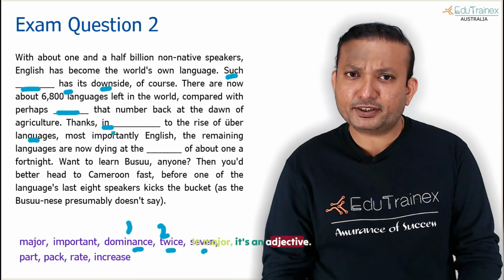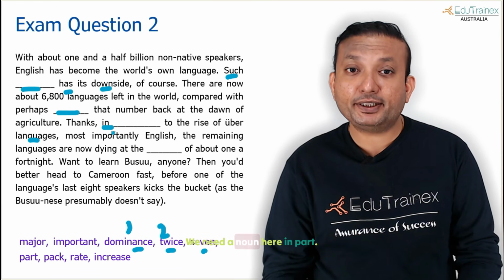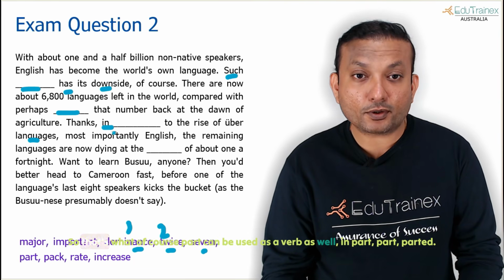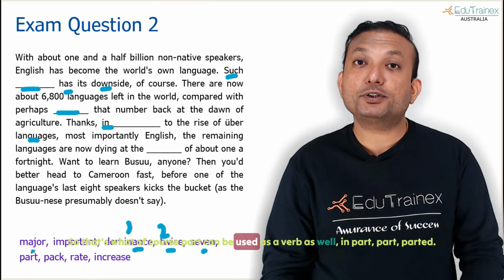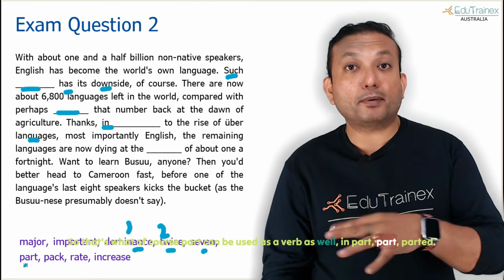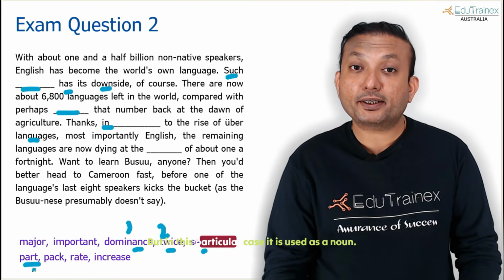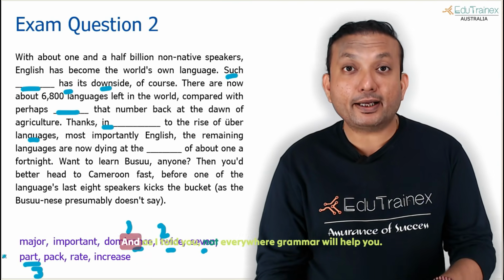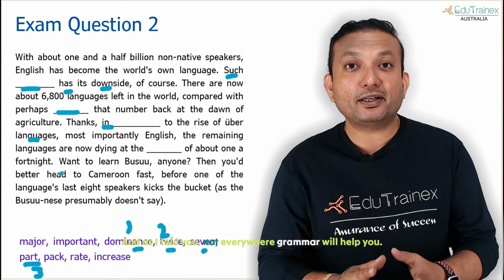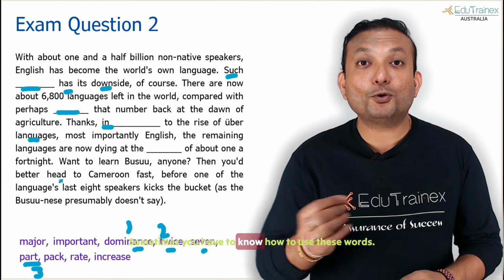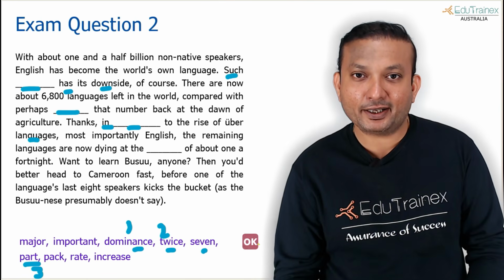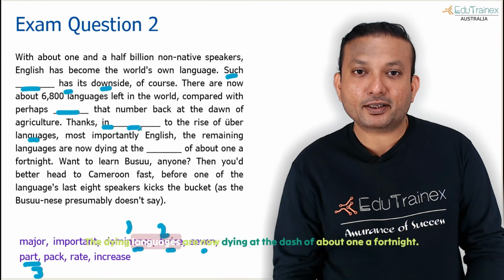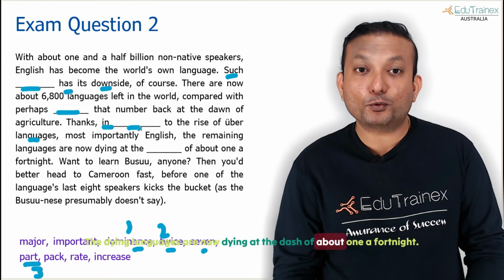In measure, it's an adjective. We don't need that. We need a noun here, in part. Of course, part can be used as a verb as well: in part, parted. But in this particular case, it is used as a noun. And as I told you, not everywhere will grammar help you. Sometimes you have to know how to use these words. The remaining languages are now dying at the dash of about one a fortnight.